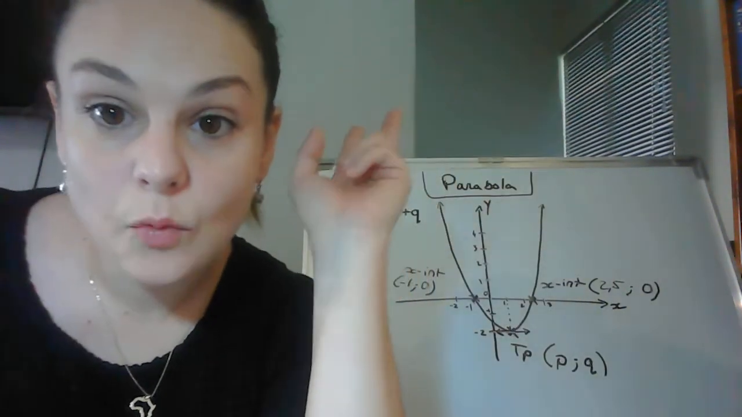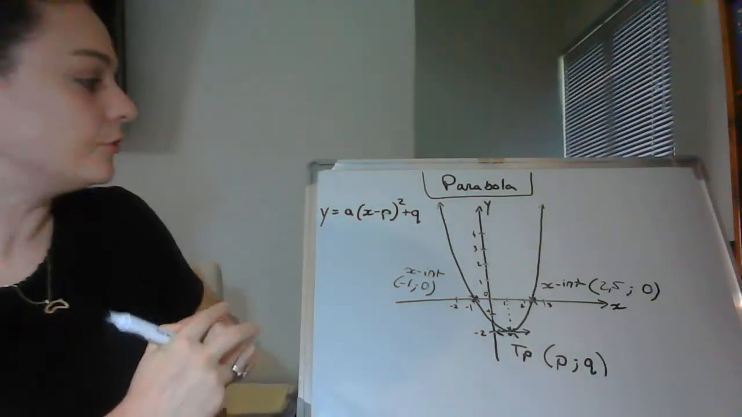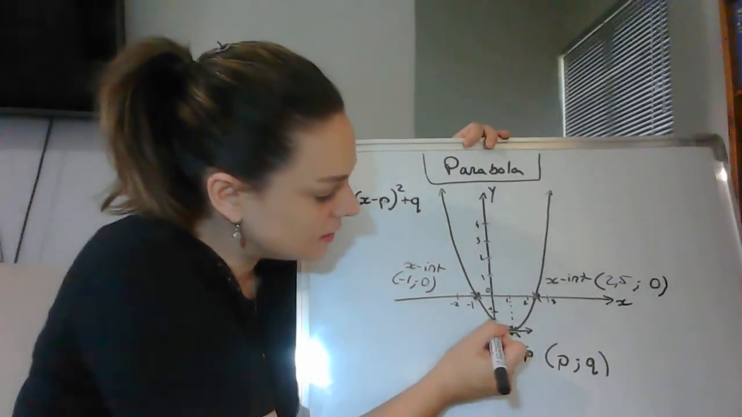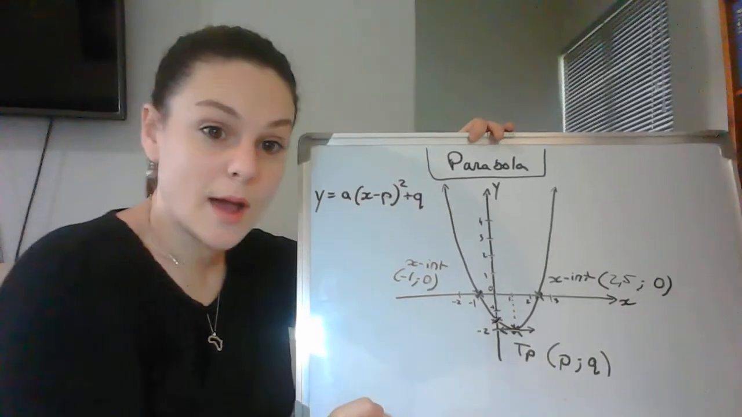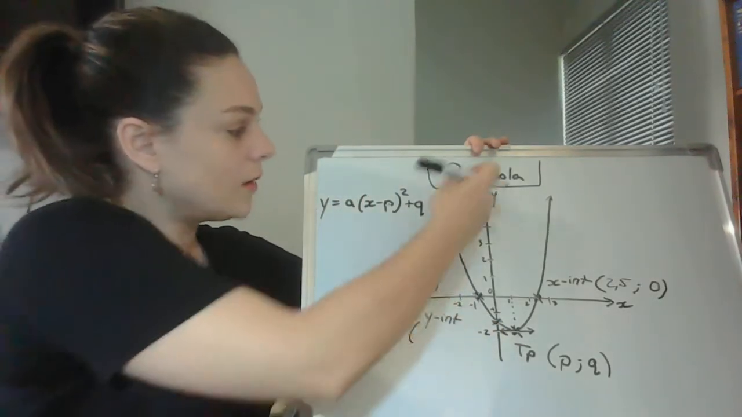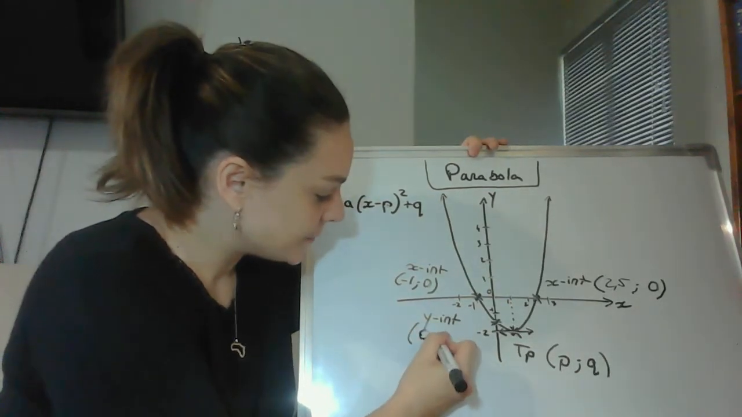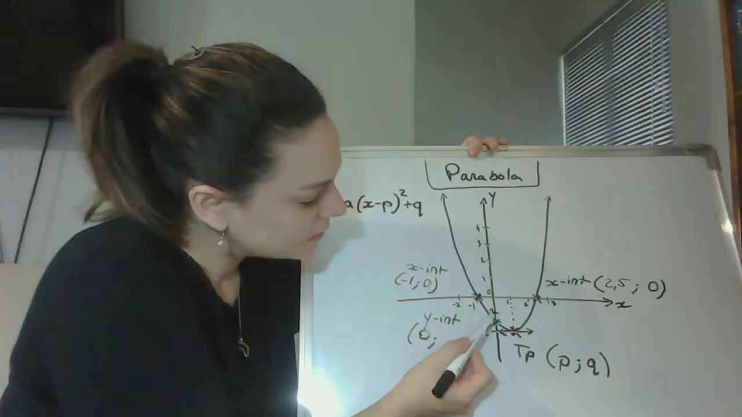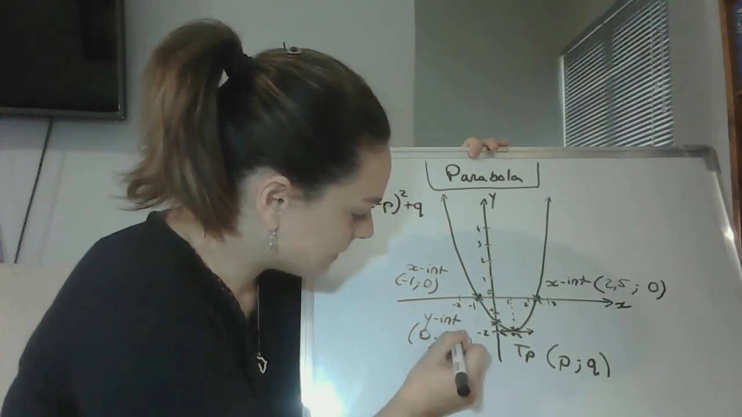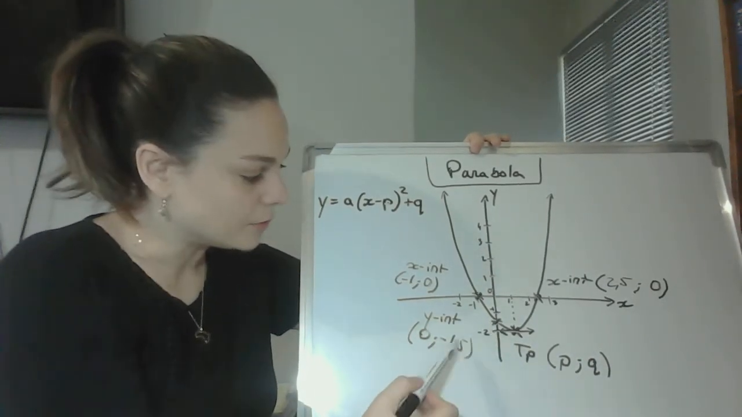Third thing, the y-intercept. So this one is where the graph crosses the y-axis. So where does it cross the y-axis? Here. That's the y-intercept. So here, the value for the y-intercept is always 0 for x. Y-intercept 0 for x. And what's the y value? Here it is minus 1.5. So here, on this graph, the y-intercept has 0 for x and minus 1.5 for y.